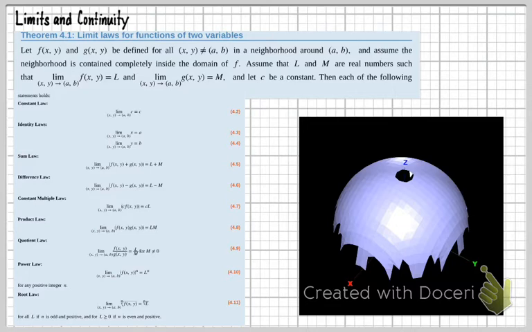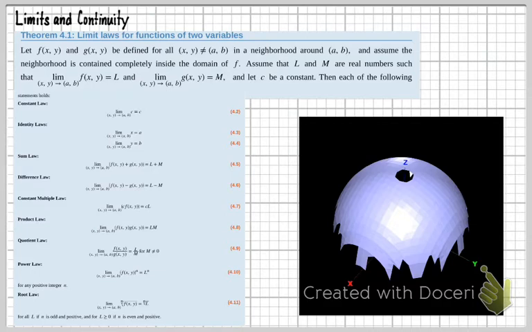and assume the neighborhood is contained completely inside of the domain of f. Assume that L and M are real numbers such that the limit of f(x,y) as (x,y) approaches (a,b) equals L, and the limit of g(x,y) as (x,y) approaches (a,b) equals M. And let c be a constant. Then each of the following statements hold.